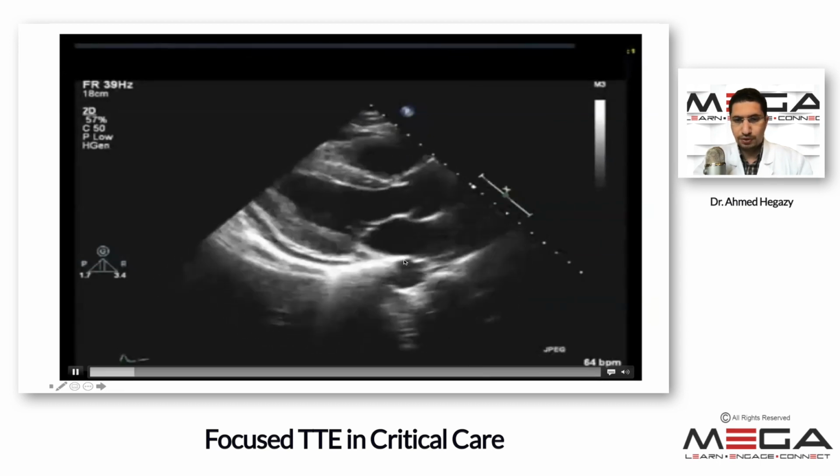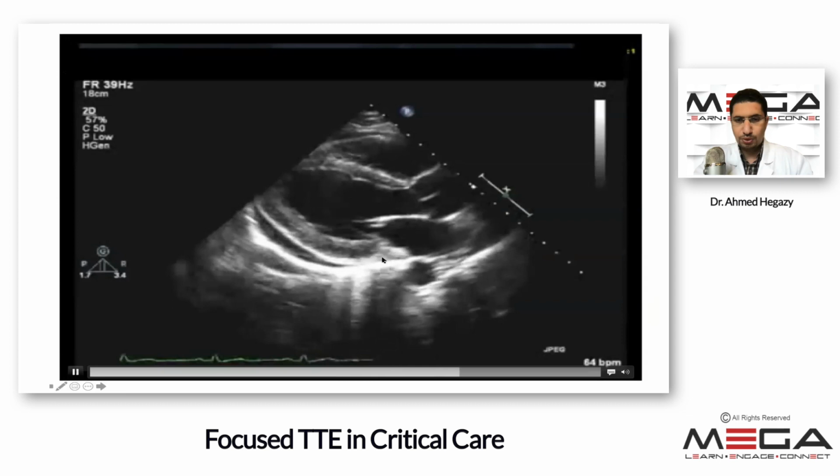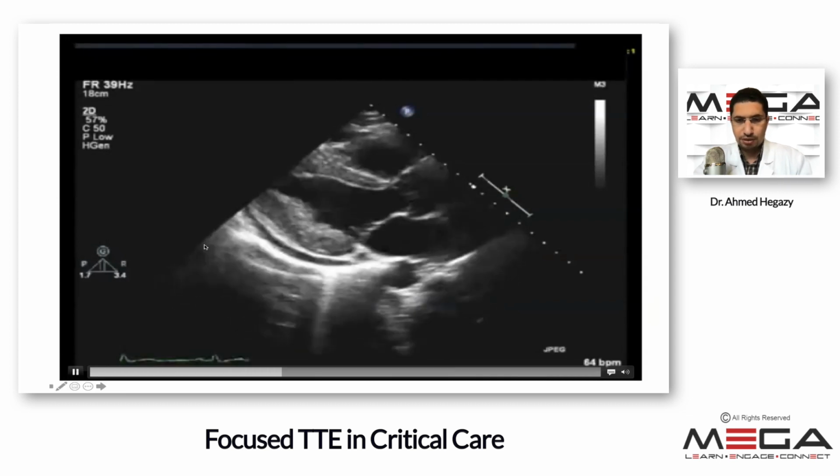You see it here in part of the cardiac cycle. And so this fluid collection is a pericardial effusion.